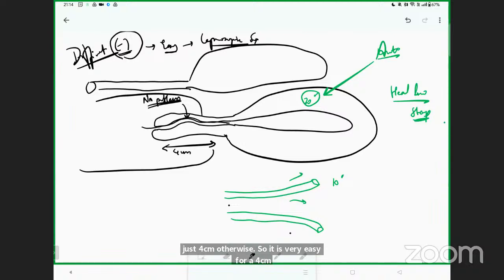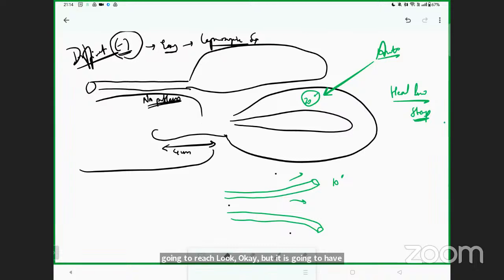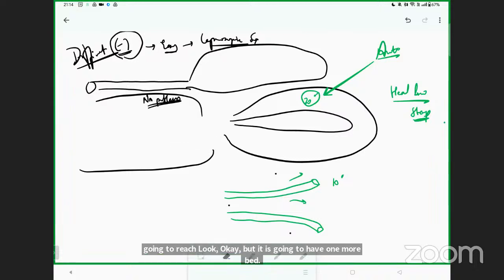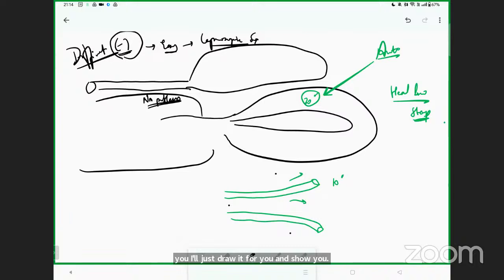Sometimes what is going to happen is that you are going to reach the catheter till here. But it is going to have one more bend. This cervical canal is going to have one more bend. I'll just draw it for you and show you. I'll draw the outer cervix. Sometimes it is like this. Of course, this could be in multiple angles. I am just drawing it in one angle to show it to you.